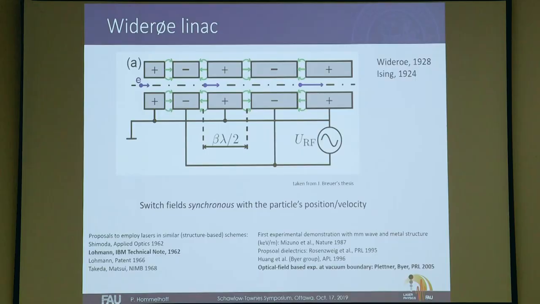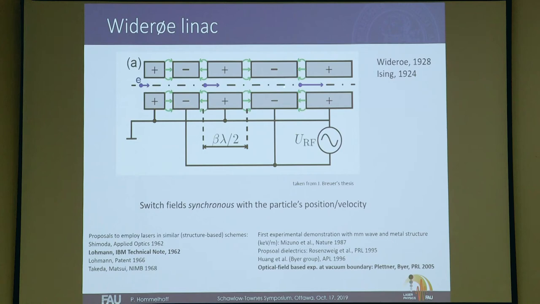This is how every accelerator works. It's a so-called phase synchronous acceleration. You have to make sure that when the electron experiences a field, it points in the forward direction. So if you send an electron through a tube, just make sure when it's between two tubes that it sees an accelerating field. When the electron is inside the next tube, you can just swap the polarity, make sure the electron is accelerated again here, swap, accelerate again, swap, accelerate again, and so on.